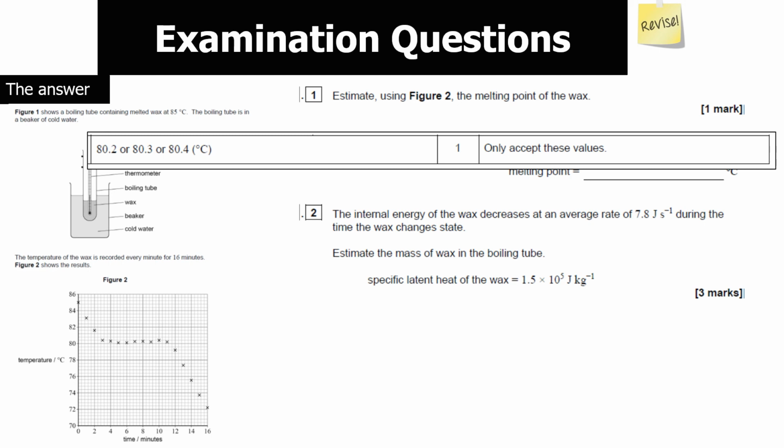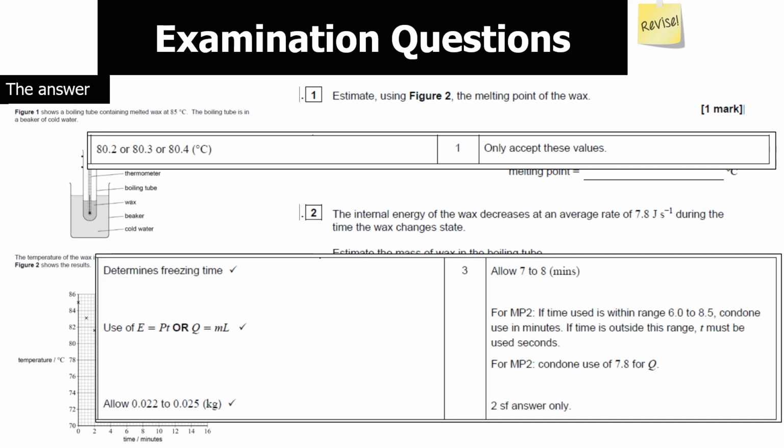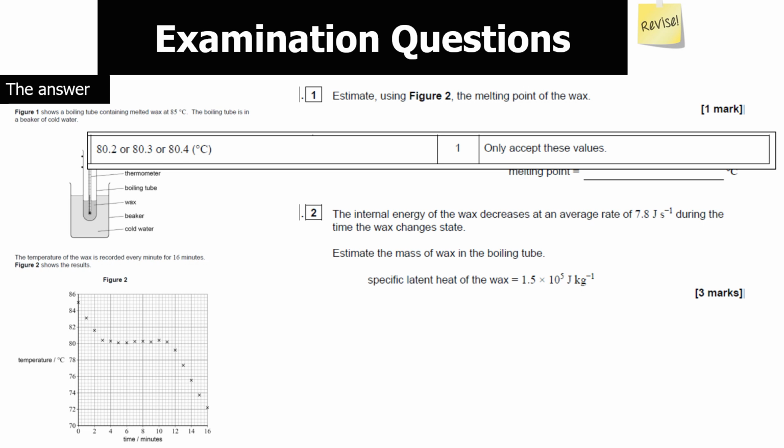Now the next one is we can use this to work out the mass of the wax in the boiling tube, because the latent heat is the amount of energy per kilogram you need to melt it in this instance. So we can say that Q equals mL, and then we can also say E equals Pt. Now we know what the power is because it's given in the question, because joules per second is power, it's a watt. So you do 7.8 times the time it needed to melt, so you can read it off the graph where it starts to have a flat line to when it finishes having a flat line.